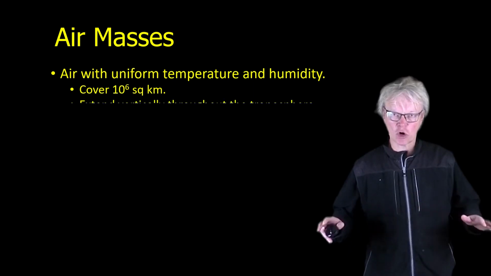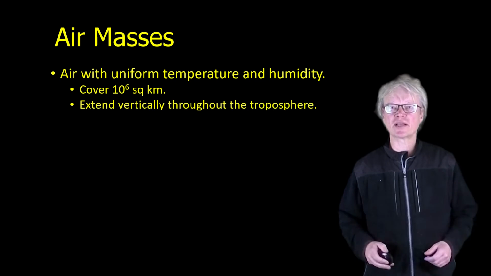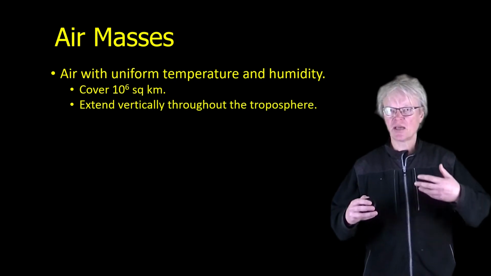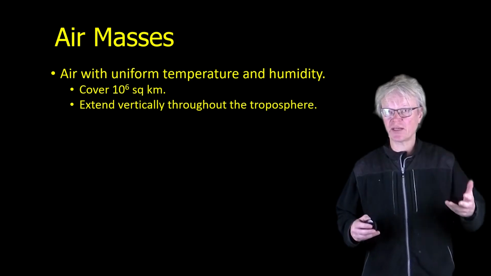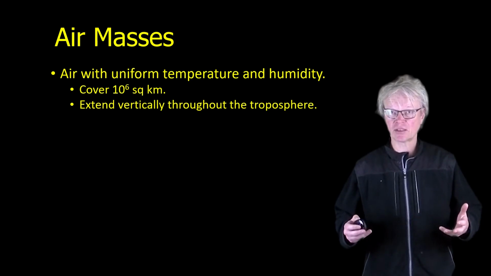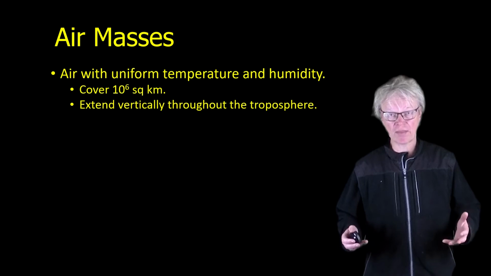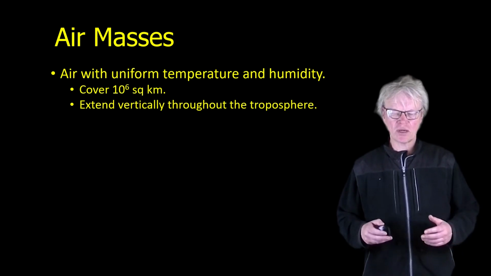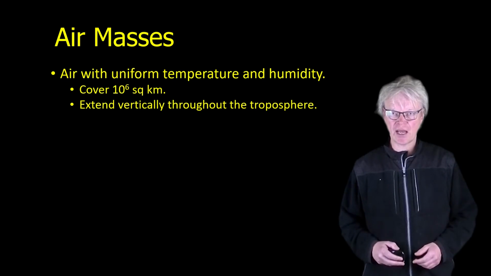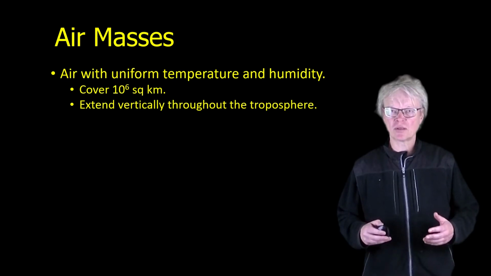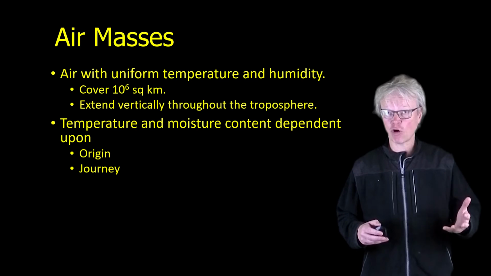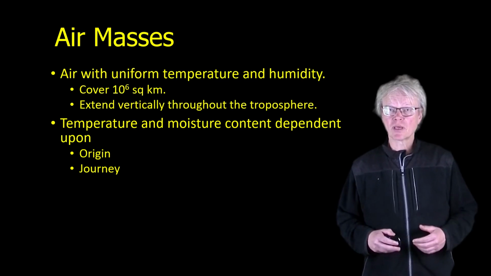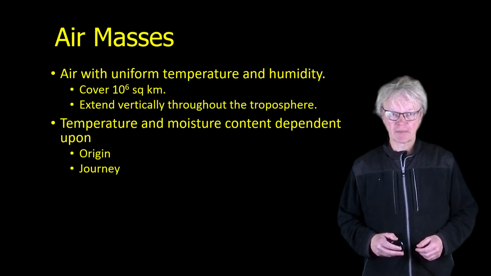So it extends horizontally, but also extends vertically right through the troposphere. So if an air mass extends all the way through the troposphere, then it clearly has a major impact on the weather. It is the weather that you would be experiencing. Okay, so the conditions that you find in an air mass depend upon two things: where it came from and where it's been. And we'll look at both of those in a minute.